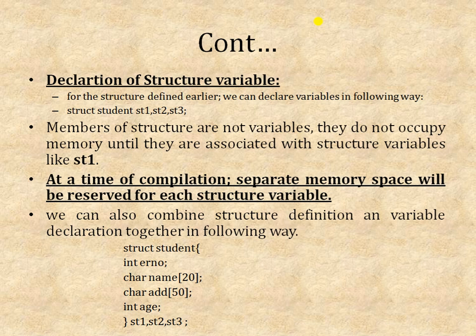We can also combine structure definition and variable declaration together in the following way: struct student, integer enrollment number, character name, character address, integer age, st1, st2, st3. Over here in this definition, I have declared three structure variables of type student.